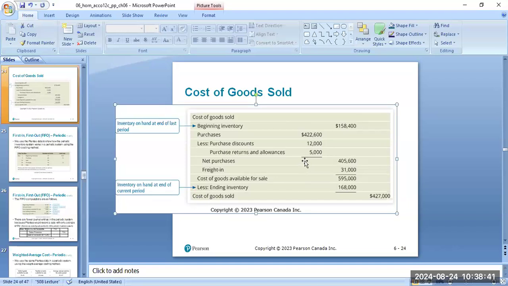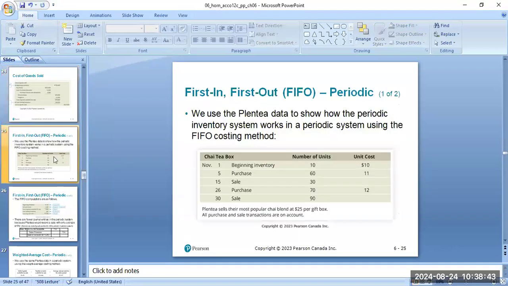So now let's go over the example, which will be exactly the same example that we used for the perpetual system. Since we're dealing with exactly the same example, I can use exactly the same Excel spreadsheet.